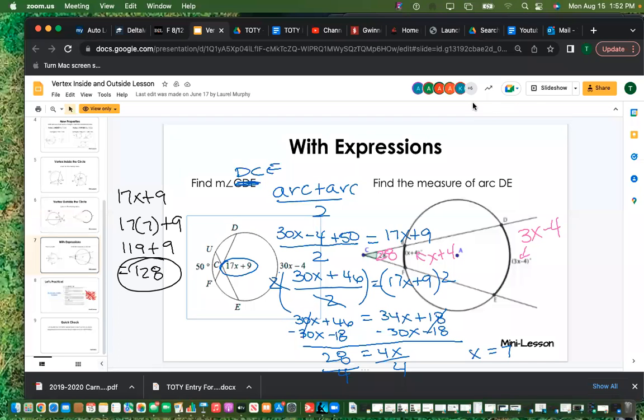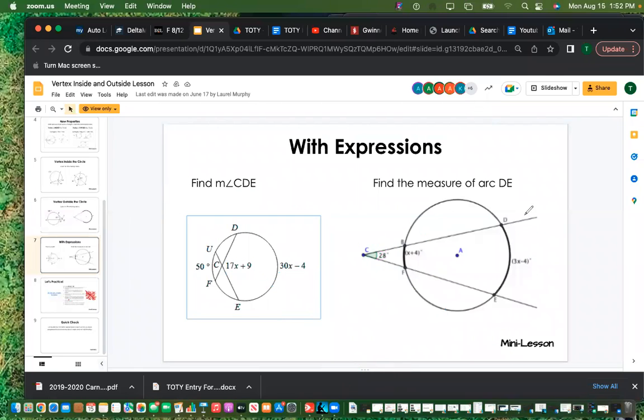All right. Okay, so again, this is 3x minus 4 for the big arc. The baby arc is x plus 4, and then the corner is 28. We're trying to solve for DE. That's this arc. Okay, so what formula are we going to use? We're gonna use big minus the baby, and we're gonna divide it by 2.